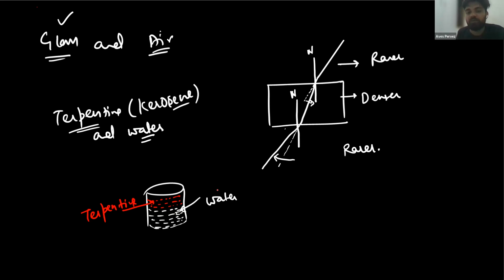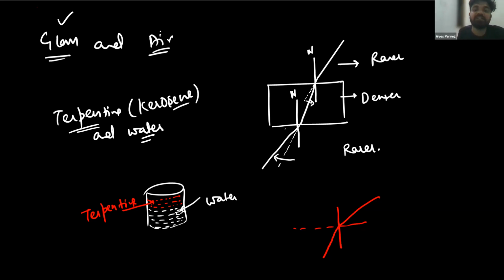Yes, but actually optically denser means that when light passes from one medium to another medium, it should bend towards the normal. If light is passing this way and bends towards the normal, then the medium is considered denser, optically denser.